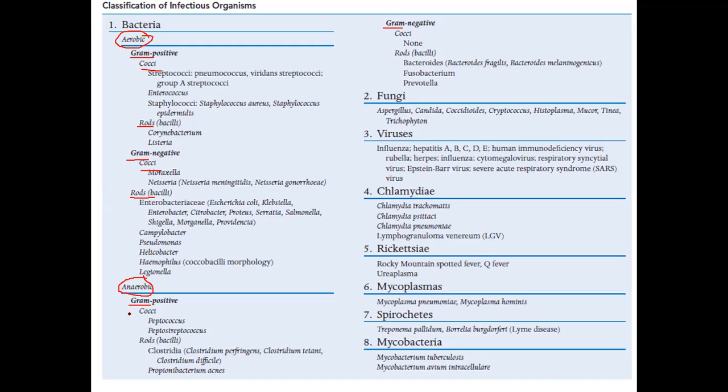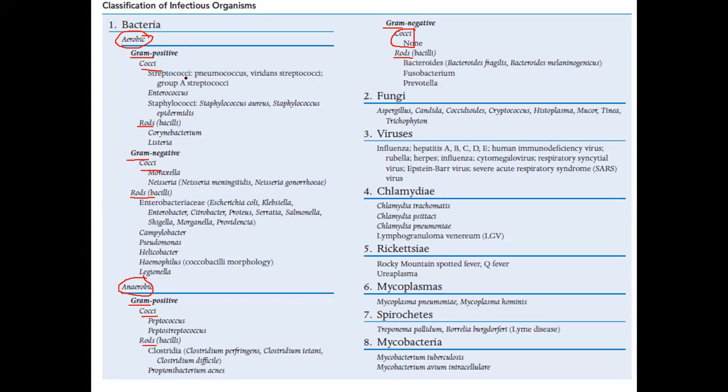Now, under the anaerobic organisms, under gram-positive, we have cocci and we have rods. While under the gram-negative, we do not have any cocci that are anaerobic, but we do have anaerobic rods. I believe this you have already studied, and so this is just an overview. But this overview is critical. It is important.